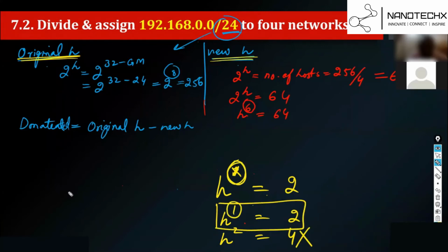If I tell you 2 raised to power x is equal to 4, what is the value of x here, guys? Of course, x will be equal to 2, because if we make 2 raised to power 2 only, then it will become 4. So is it clear how we got 6?